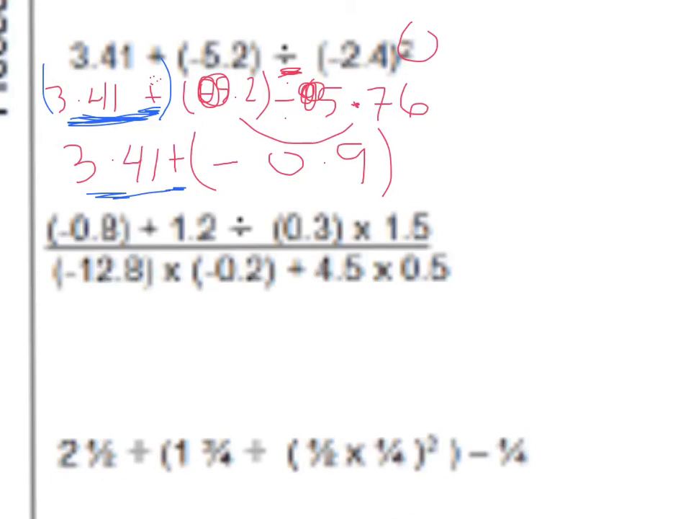The signs are different now, okay? So what I can do is I keep the sign of the largest number, which is an addition sign, and I just subtract those two. So 3.41 take away 0.9 is 2.51, and that's your answer.